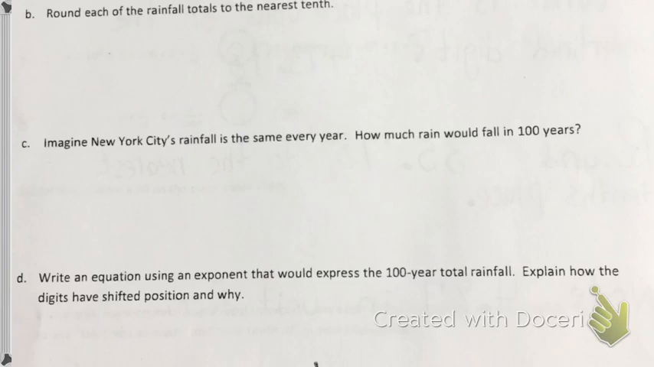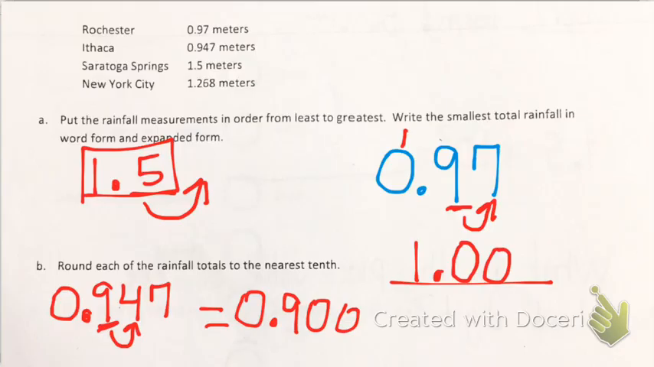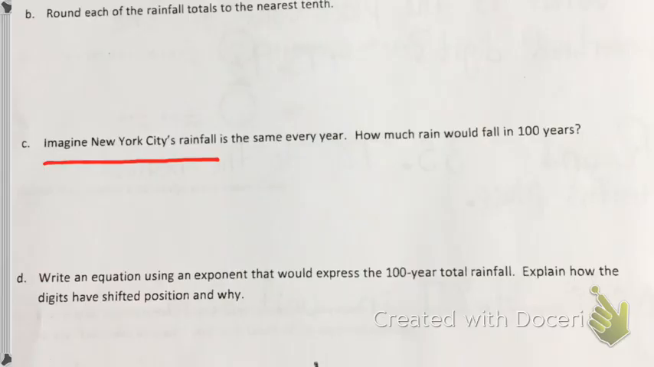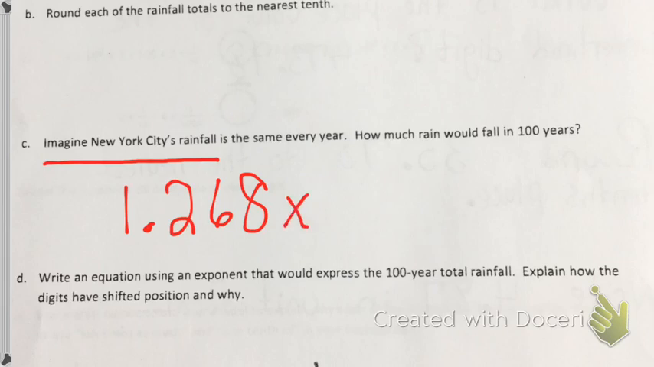All right, boys and girls, the last one that we're going to go over today is going to be this one right here. Imagine that New York City's rainfall is the same every year. So New York City's rainfall was 1 and 268 thousandths meters. How much would the rain fall in 100 years? So how do I find out how much it would fall in 100 years? What would I do? That's a long time. Yes, sir. It sure is. How would I do that? Multiply it by 100. Correct. Multiply it by 100.